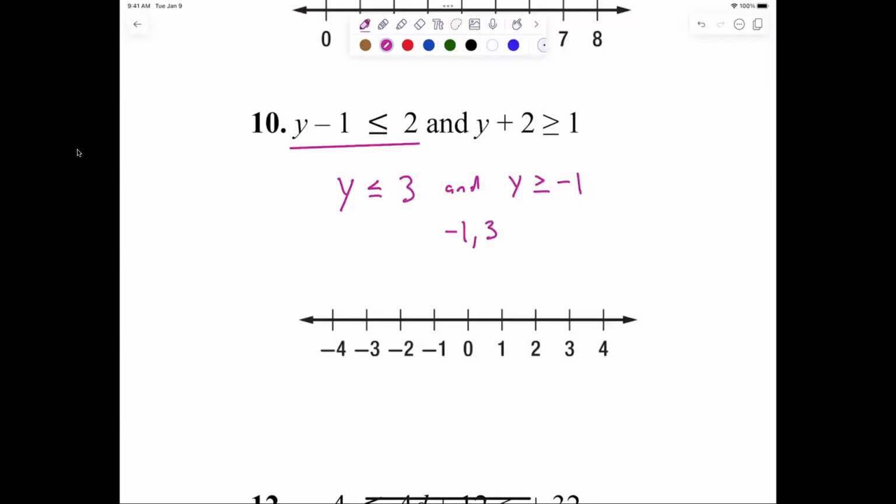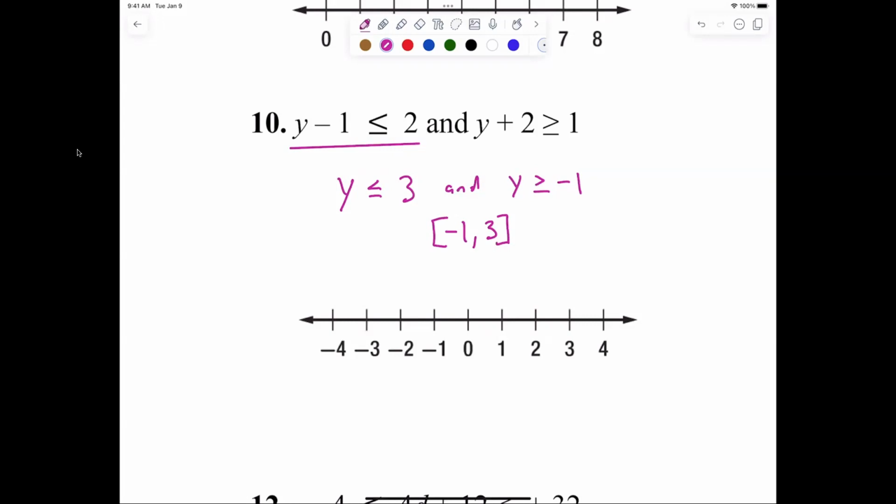So now I need the parentheses or the brackets. What am I doing here? Are both brackets? Yes, they are both brackets. All right, no one said anything.